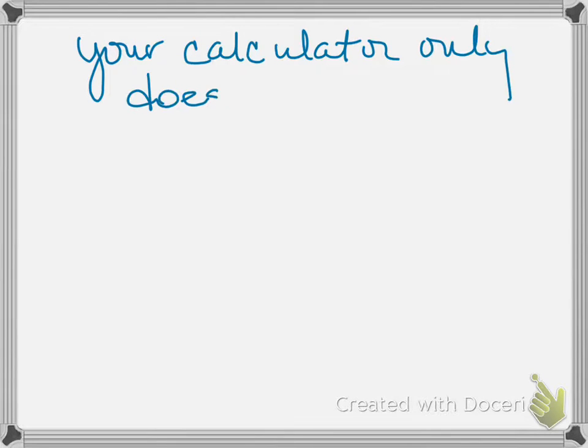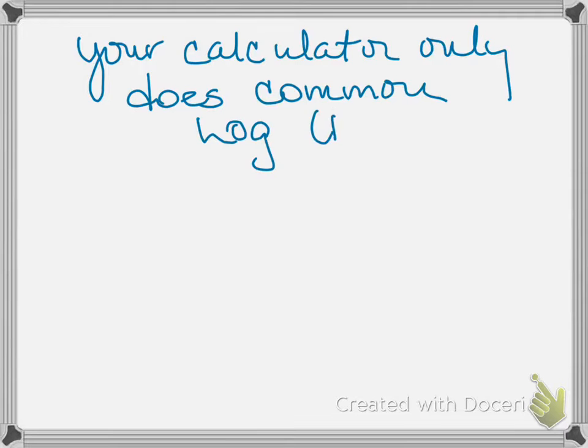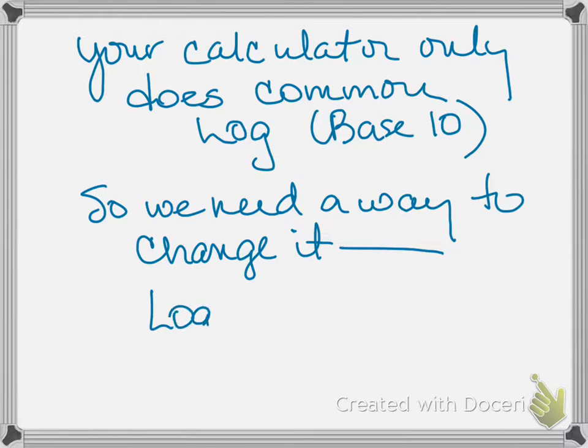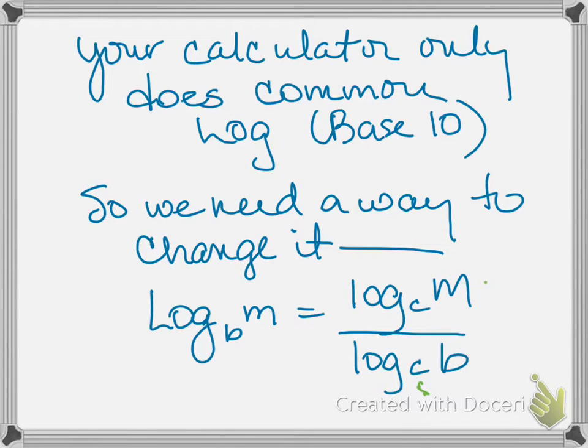Your calculator only does common logs, which are base 10. So what if you have something that you want to do on your calculator, but you can't because it's in different bases? Well, we have a rule for that. It's simply the log base b of m is equal to the log of m divided by the log of b, using some common base. Notice that the m is on the top and the b is on the bottom. This makes it much easier for you to utilize the power of your calculator.